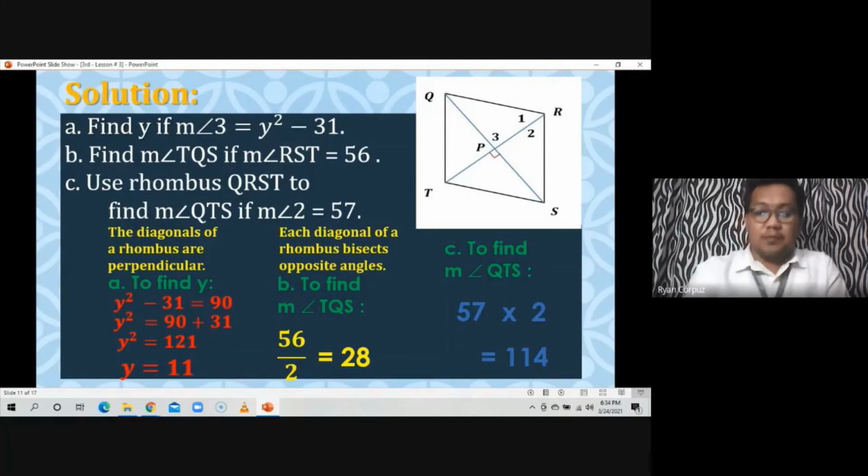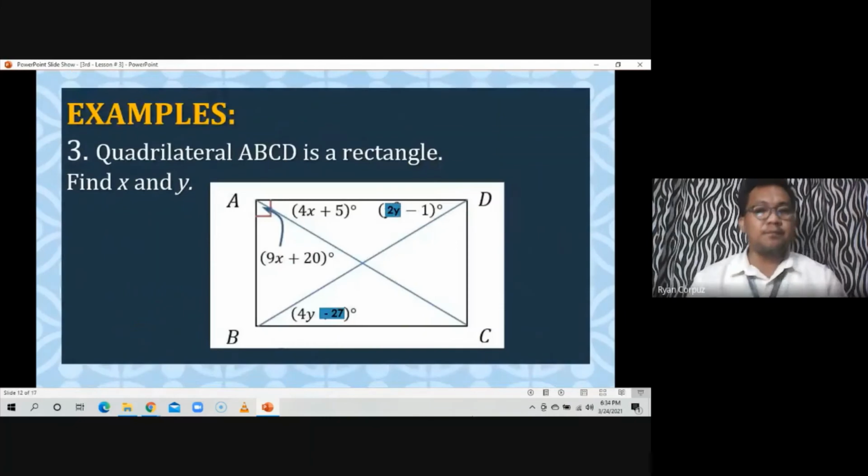So if not, let's proceed to the next. Let's have example number 3. In example number 3, the given is quadrilateral ABCD is a rectangle. So find x and y. So what are we going to do?